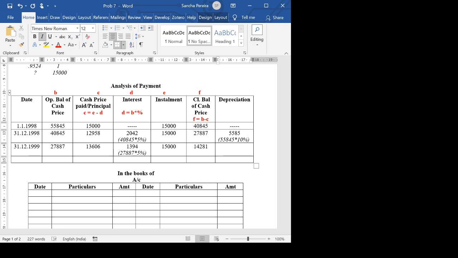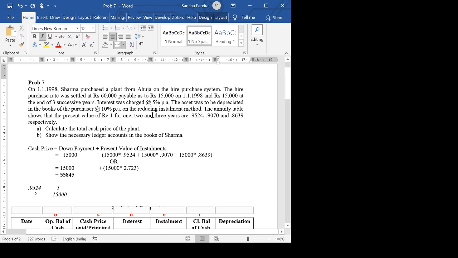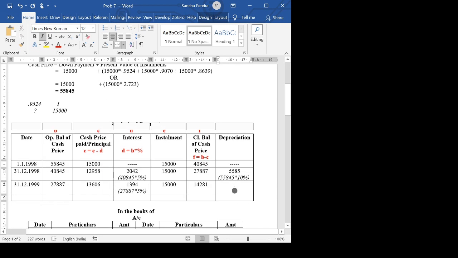That's why sometimes I feel depreciation is easier to calculate here. Now what you have to do, we are following the written down value method, reducing installment. The asset was to be depreciated in the books of the purchaser at 10% per annum on the reducing installment method. Now what is this reducing installment method? It's also called written down value method, or diminishing balance method. I think you have studied depreciation in the past.